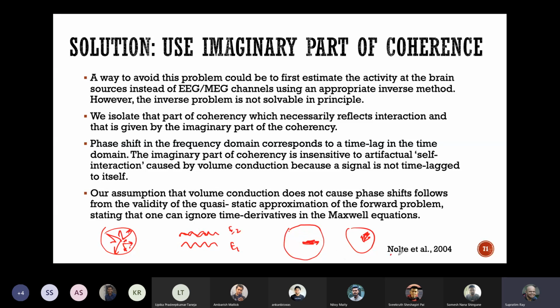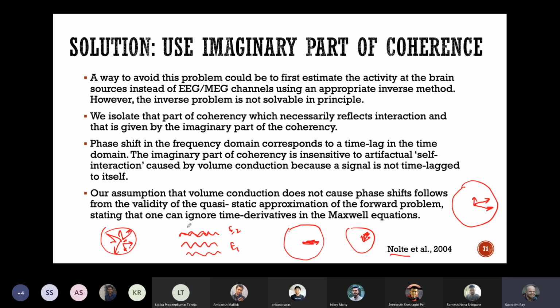Now, what Nolte is saying is that, if this is the final vector, which is the average of all the vectors, we should look at the imaginary component of that. That's it. The logic being that what you see along this axis could just be because of volume conduction. But because of volume conduction, you can never have a case where two electrodes pick up activity which has shifted in phase. This could never happen.